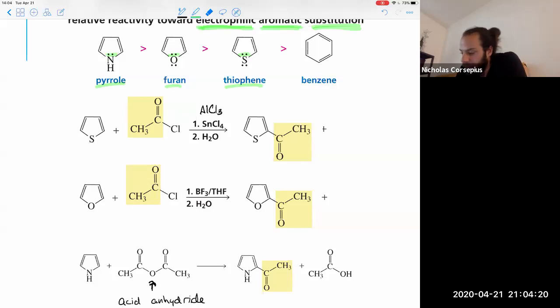All right, but the bottom line is just like we saw benzene undergoing these electrophilic aromatic substitution reactions, we can do the same thing with these heterocyclic rings, but when we're talking about the five-membered rings, they're even better, right? They're that much more nucleophilic, the rings are. And again, remember that you always have substitution at that C2 carbon.